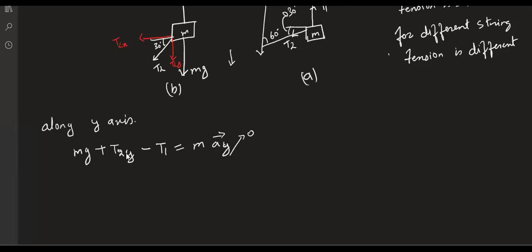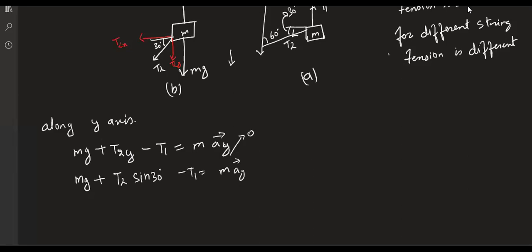This is in the y-axis only, right? So I have written T2y now. This T2y is the y component, which is T2 sine 30 degree. I have written T2y, minus T1 is equal to may. You cannot solve this because there are lots of variables. My aim is just to know how to write the equation.